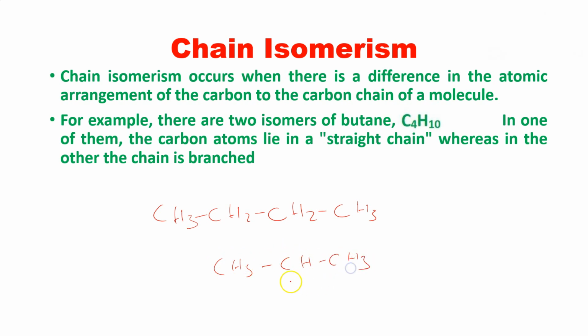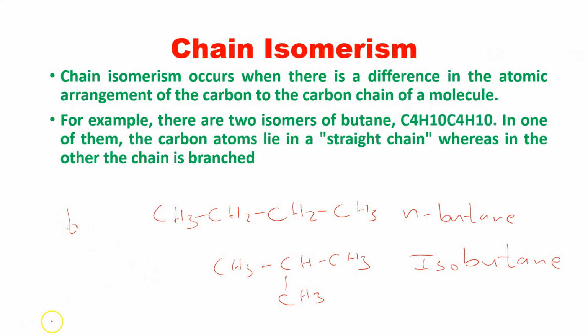So n-butane and isobutane are the two examples of chain isomerism. Only the chain is different. This is the structure of n-butane, and the second structure is of isobutane. Isobutane and n-butane have different chains. One is a straight chain, and this one is a branch, right? Straight chain and branch.